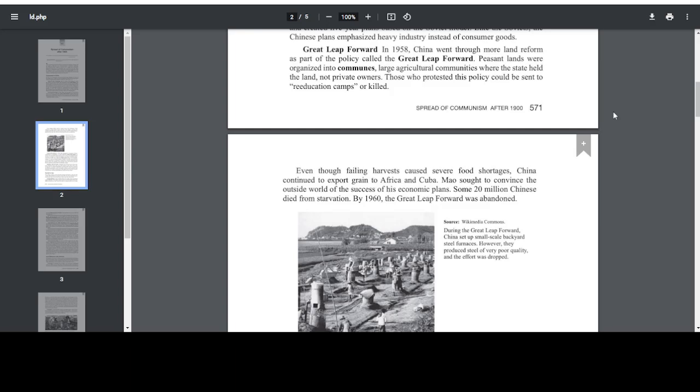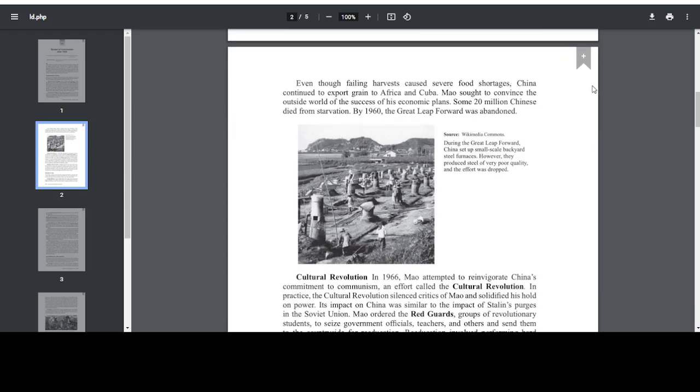Those who protested this policy could be sent to re-education camps or killed. Even though failing harvests caused severe food shortages, China continued to export grain to Africa and Cuba. Mao sought to convince the outside world of the success of his economic plans. Some 20 million Chinese died from starvation. By 1960, the Great Leap Forward was abandoned.